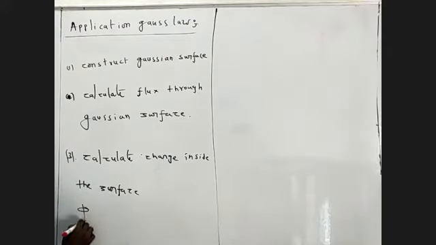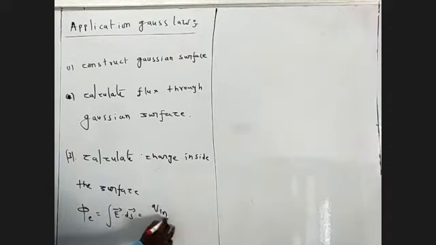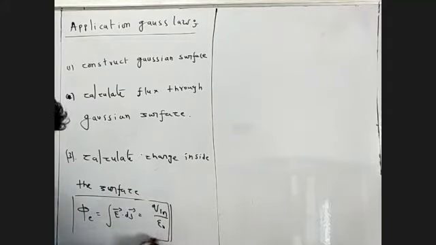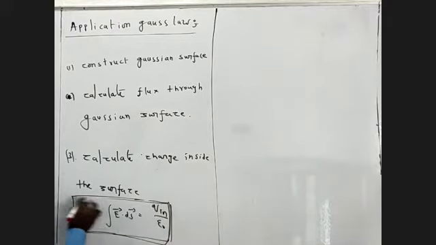Now, for the Gaussian surface, electric flux is equal to the integration of E bar dot ds bar, which is equal to Q enclosed by epsilon naught. This is the Gaussian surface formula. Now next we are going to find out.